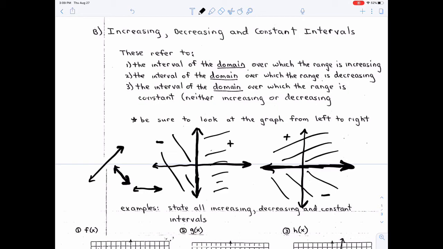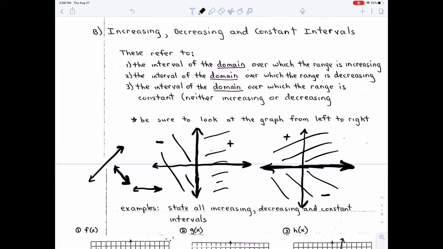It's the value of the domain over which the range is increasing, over which the graph is going up. It's the value of x where the y value, or the entire graph, is going up. What's the increasing interval? The value of x where the graph is going up, as we look at it from left to right. What's the decreasing interval?